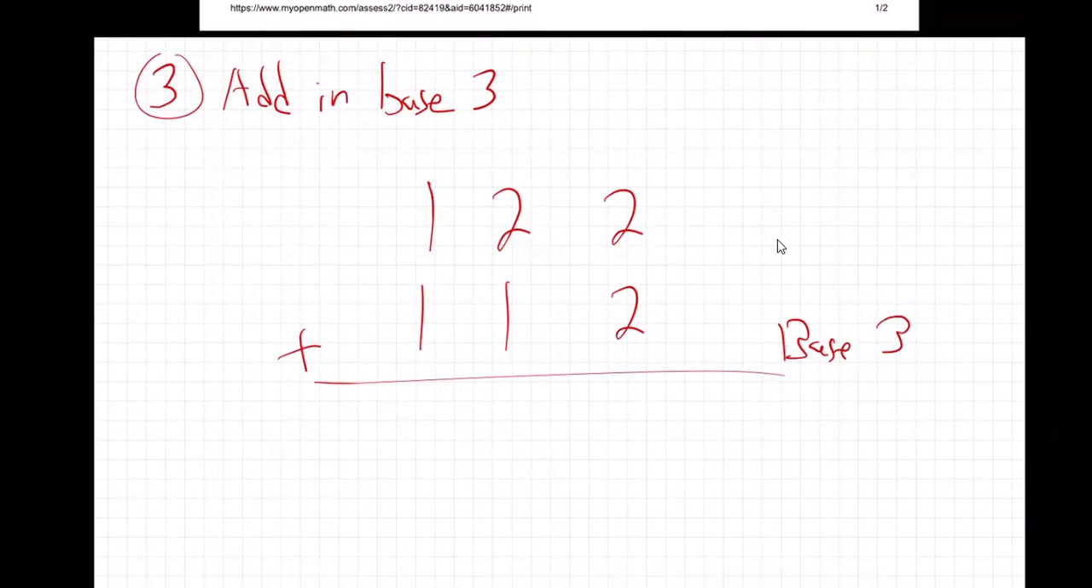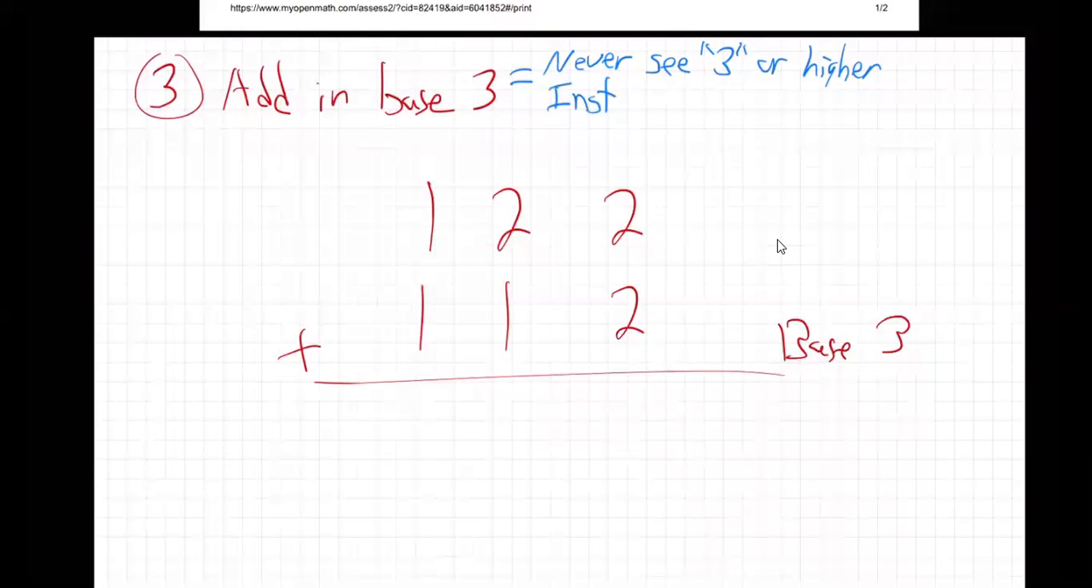So how do you add in base 3? You guys know the rules, because it's really the kind of rules we've been following all along. And that is that we're never going to see 3 or higher, right? In base 3, you never see a 3 or higher. You're getting the hang of this. And instead, what do we do when we see 3 or higher?